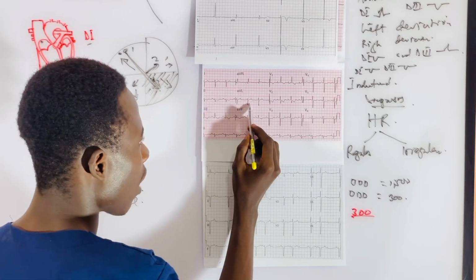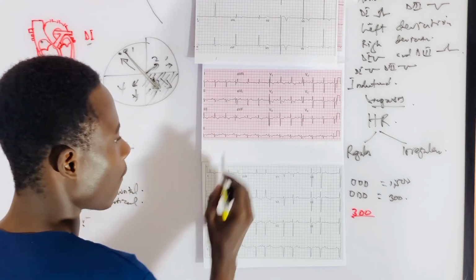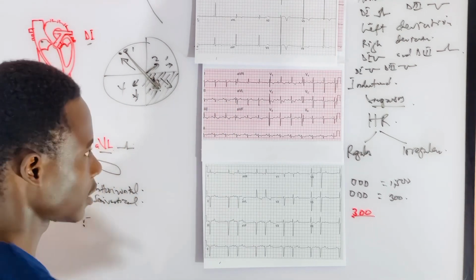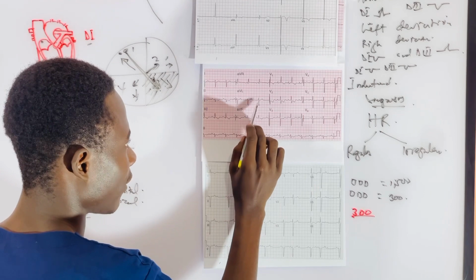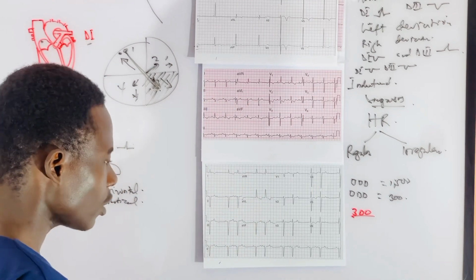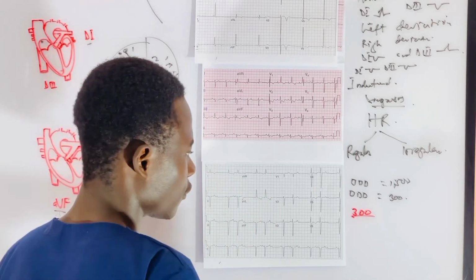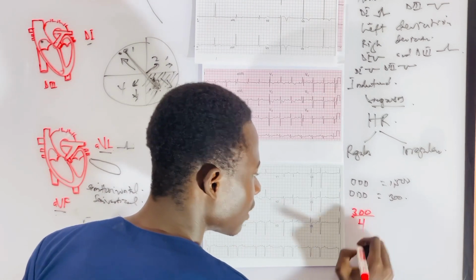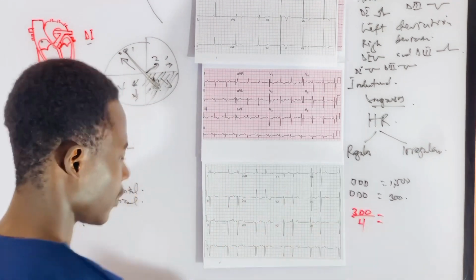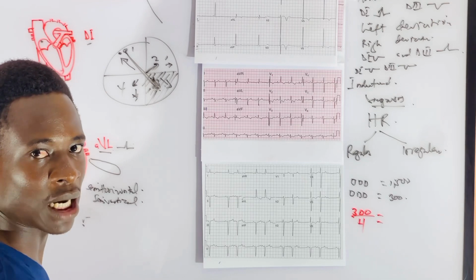We have 1, 2, 3, 4. Are we clear with it? 1, 2, 3, 4. So you have to divide it by the 4, and then you get the answer. Are you clear with it?